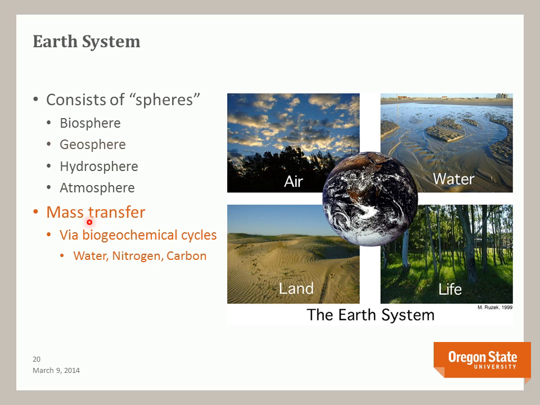So how does mass get transferred between these different spheres? Well, these are via biogeochemical cycles, such as the water, nitrogen, and carbon cycle, which we're pretty familiar with, I think. And then energy transfer occurs in two different ways. One is we get our energy input from the sun through solar radiation, and then there's also the internal radioactive decay of elements in the earth, which produces many geologic processes.